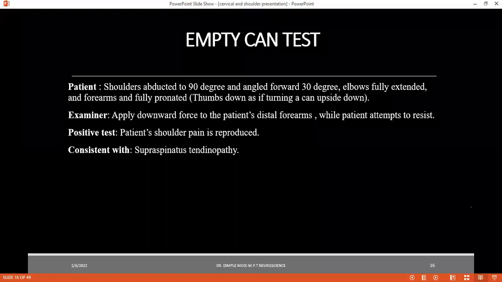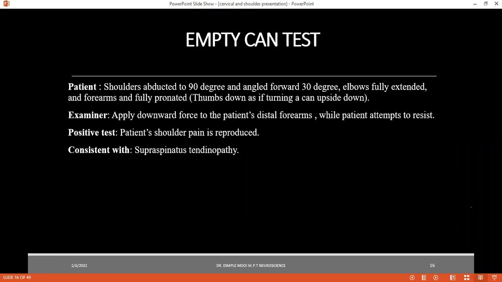Then empty can test: shoulder abducted to 90°, angled forward 30°, elbows fully extended, forearms fully pronated so that the thumb is pointing downwards. What you have to do in this position, the therapist has to apply downward pressure to the distal forearm. Okay, and the patient attempts to resist that movement. And if the patient reproduces that pain, that means there is a supraspinatus tendinopathy.